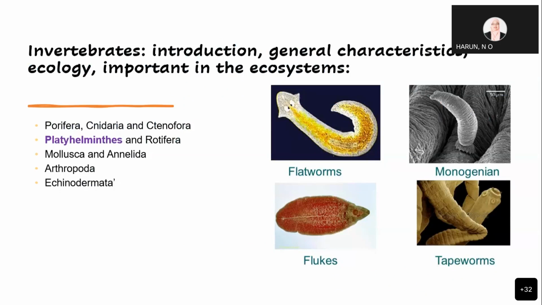Again, we have already learned about Porifera, Cnidaria and juga Ctenophora for the last 2 weeks. And as you can see, this one adalah flatworms. This is the Monogenean. This is the flukes dan juga tapeworm.